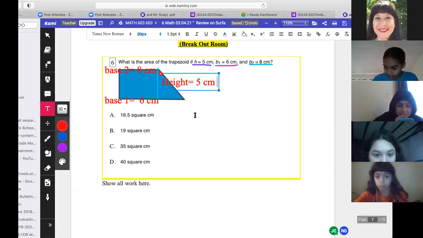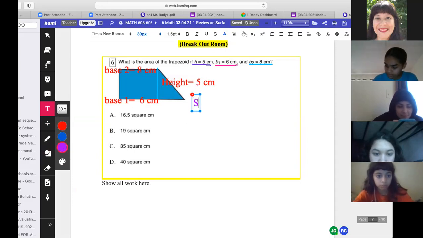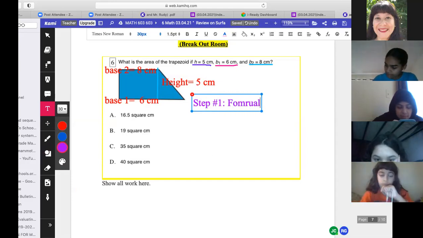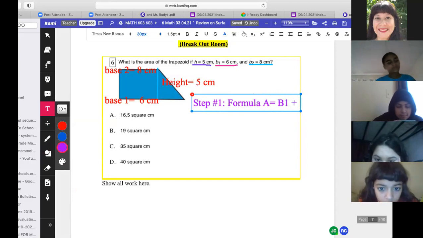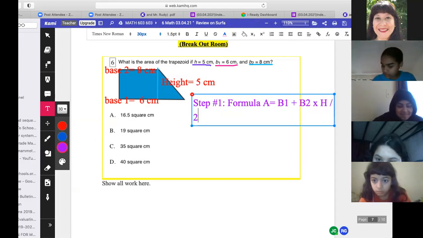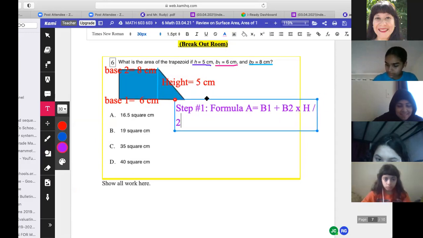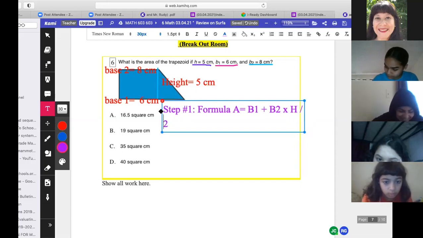Okay, Emma, now that I got this identified, what is step 1? I forgot, help me out. Step 1 is to write the formula. Yeah, what formula? The formula A, which is area, equals base 1 plus base 2 times height divided by 2. Marvelous job, Miss Emma. Excellent. Keep going, because you're impressing me, guys. This class is really impressing me. I missed you so much yesterday.